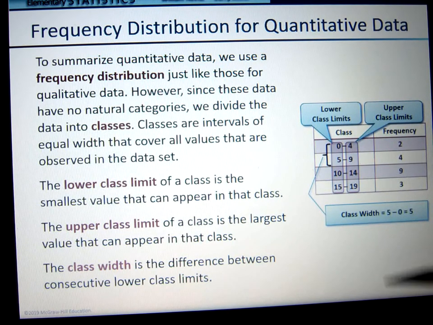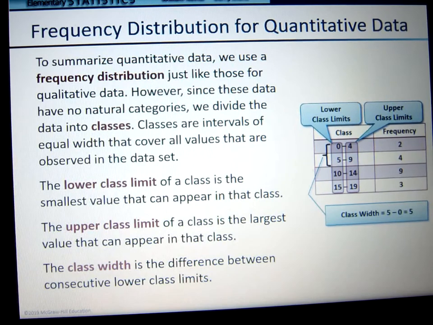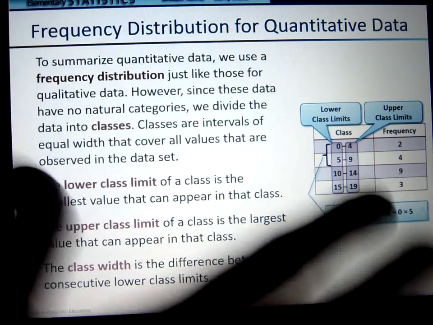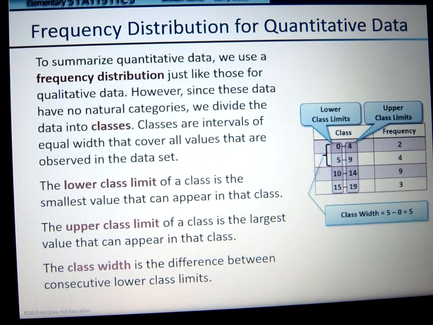Now the lower limit is the smallest value that could appear. So the lower limit here is 0. The upper limit is the largest that could appear in that class. So my lower limit of my first class is 0. My upper limit is 4. Then my class width is what's between, which is 5. How many? And again, you can count 1, 2, 3, 4, and 5. Okay? All right.